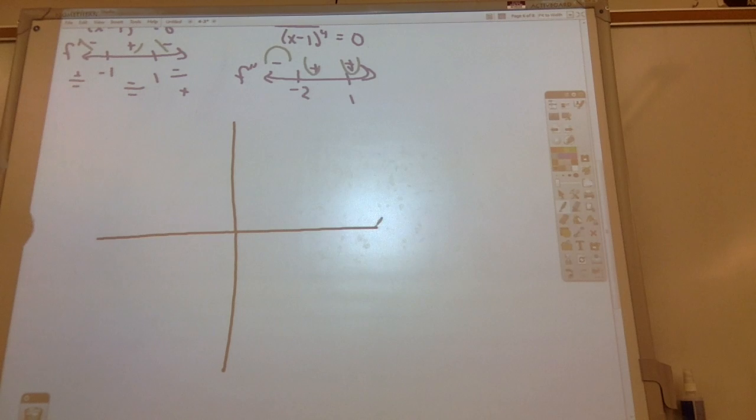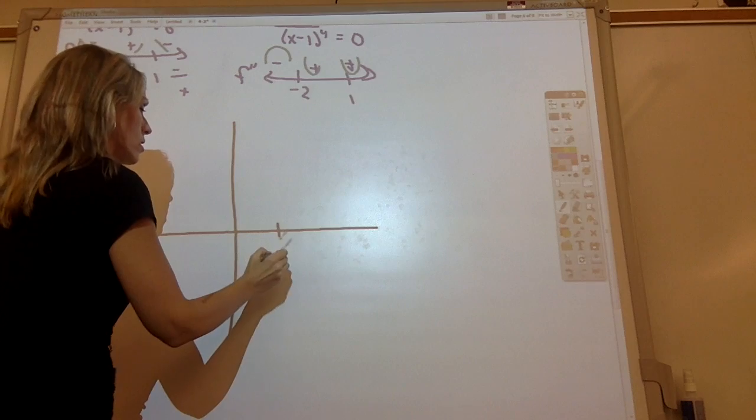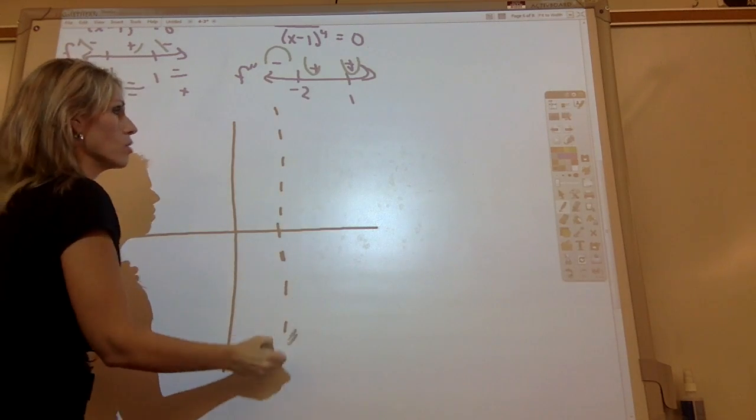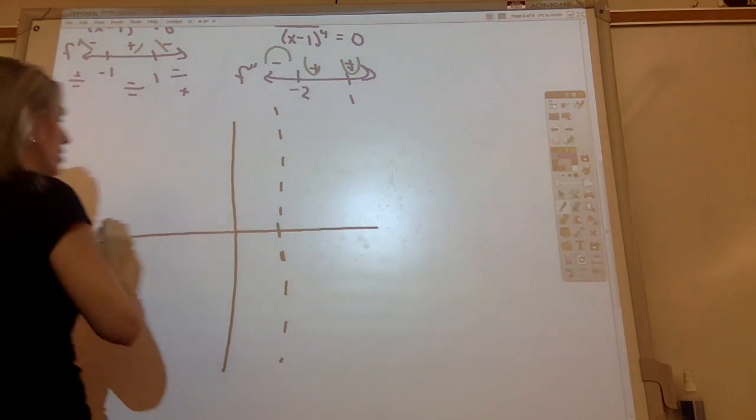Where were my vertical asymptotes? I don't remember. Or did I have 1? At 1. One, and then the y. And the horizontal? X-axis. Okay.